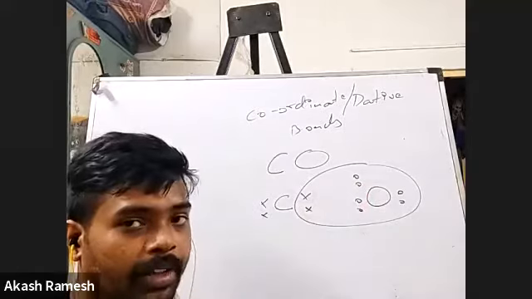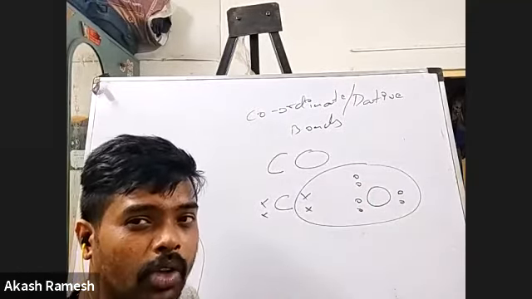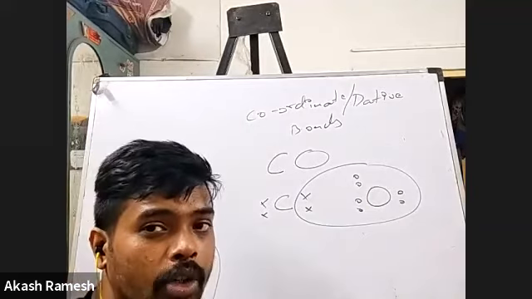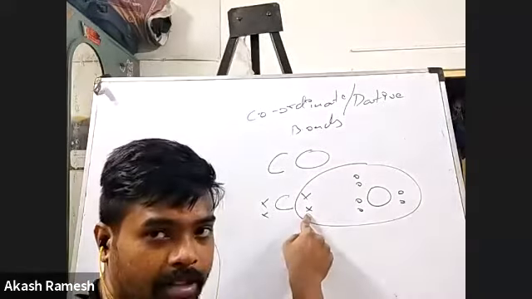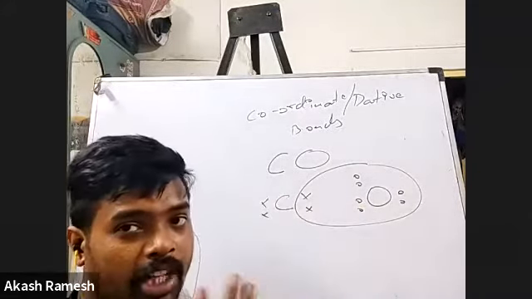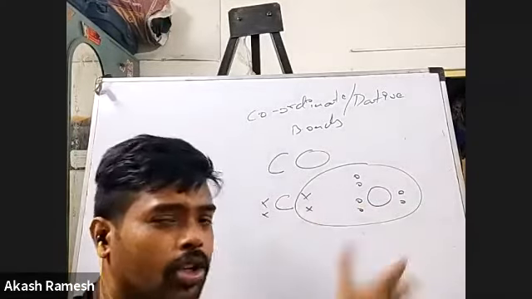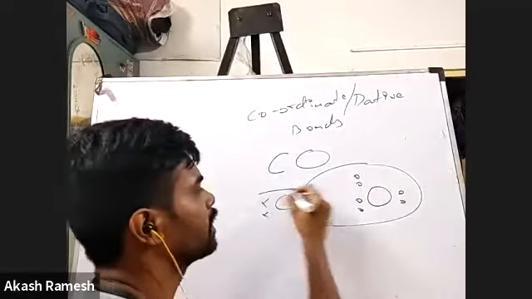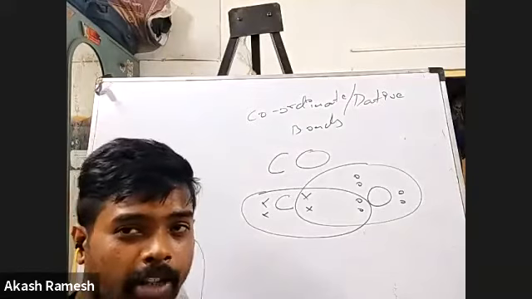Now I told you, in covalent bonds, it is always give and take. However much you give, that much you take. So carbon is giving 2 electrons, and we expect it to take 2 electrons, isn't it? Assuming that it takes 2 electrons.